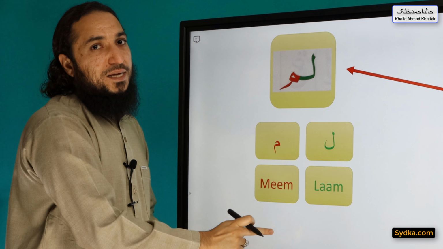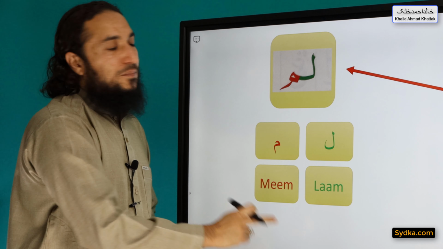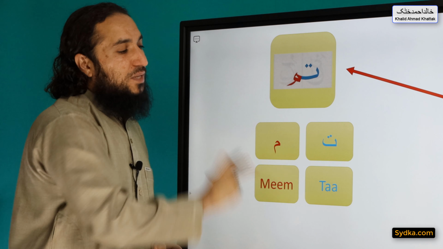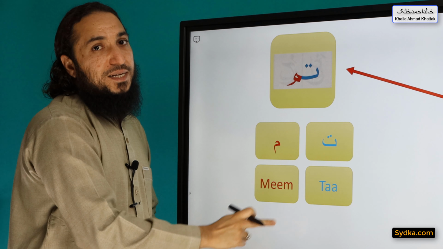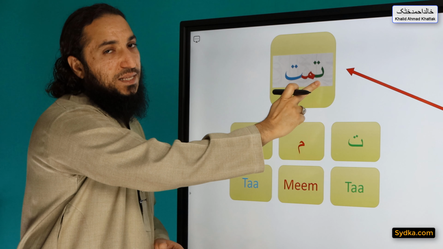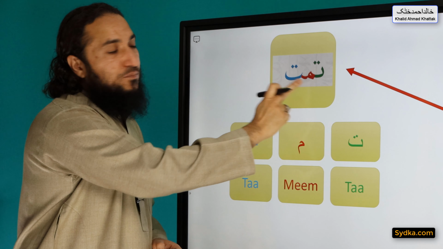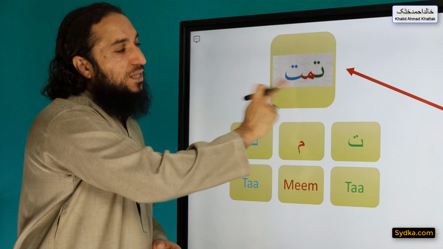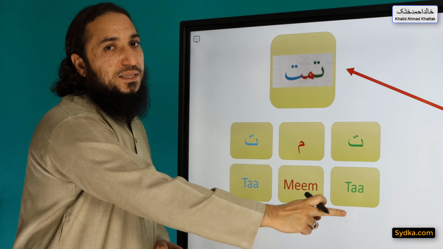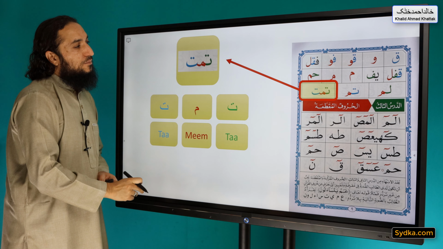Lam, Mim. The first letter is Ta, the second one is Mim. Ta, Mim. The first letter is Ta, the second one is Mim, the third one is Ta. Ta, Mim, Ta.